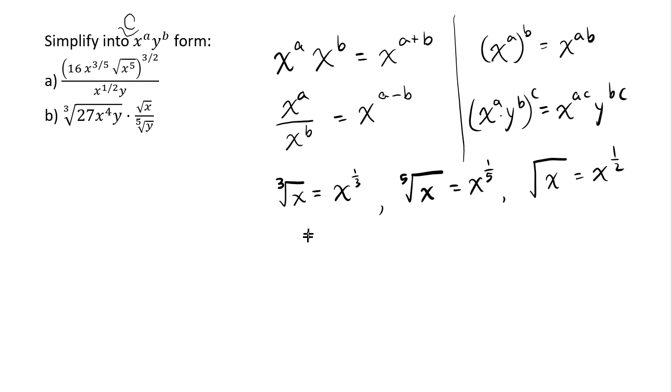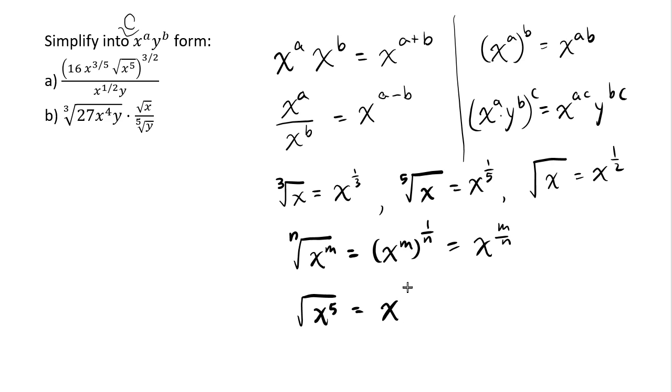And in general, this is what happens if you have an nth root and you have x to the mth power, then the nth root is like x to the mth power to the 1 over nth power, and because these two multiply, you end up with x to the m over n. Okay, so the square root of x to the 5th power, for example, would be x to the 5 over 2. This one right here.